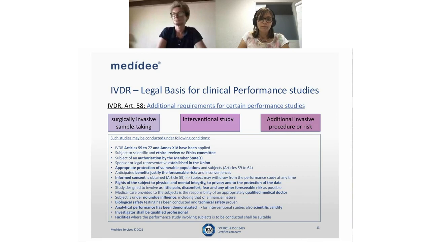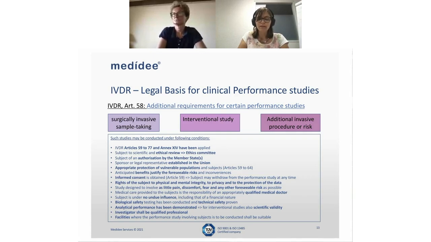You need to obtain informed consent from the participants of these studies, and the rights of the subject to physical and mental integrity, to privacy, and to protection of the data need to be taken into consideration. Such a study needs to involve as little pain, discomfort, fear, and any other foreseeable risk as possible. You need to involve a qualified medical doctor for all the medical care that is provided to the study participants.